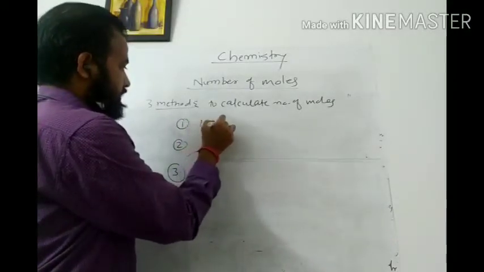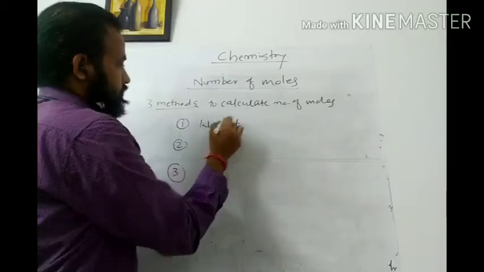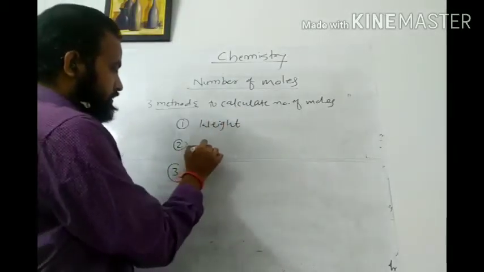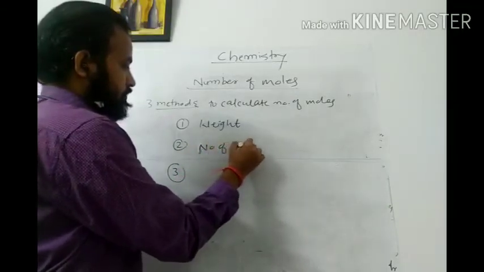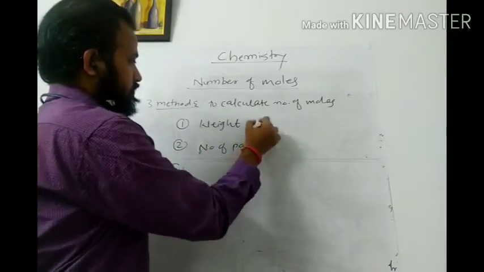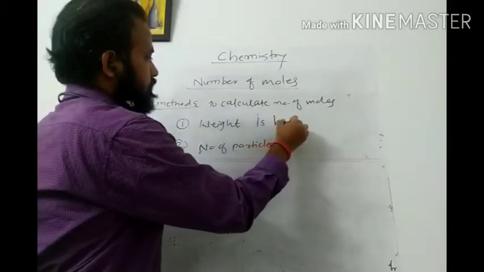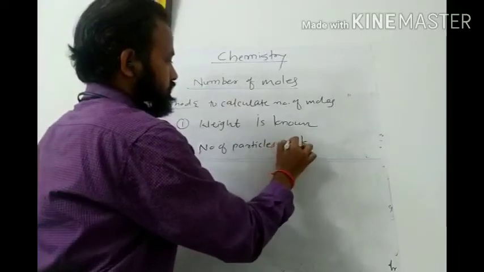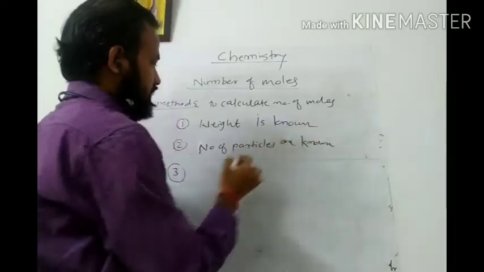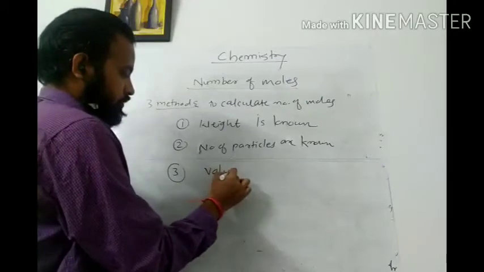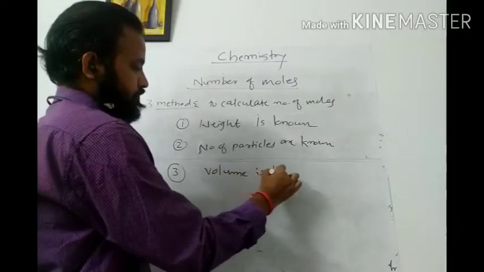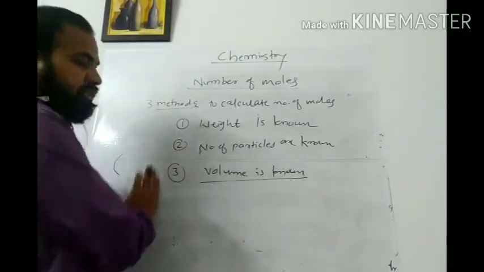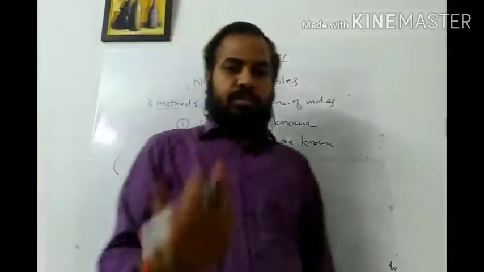When weight is given, when number of particles are given: weight is known, number of particles are known, and the third one is volume known. So we can calculate the number of moles in these three categories. Now we will discuss them one by one.